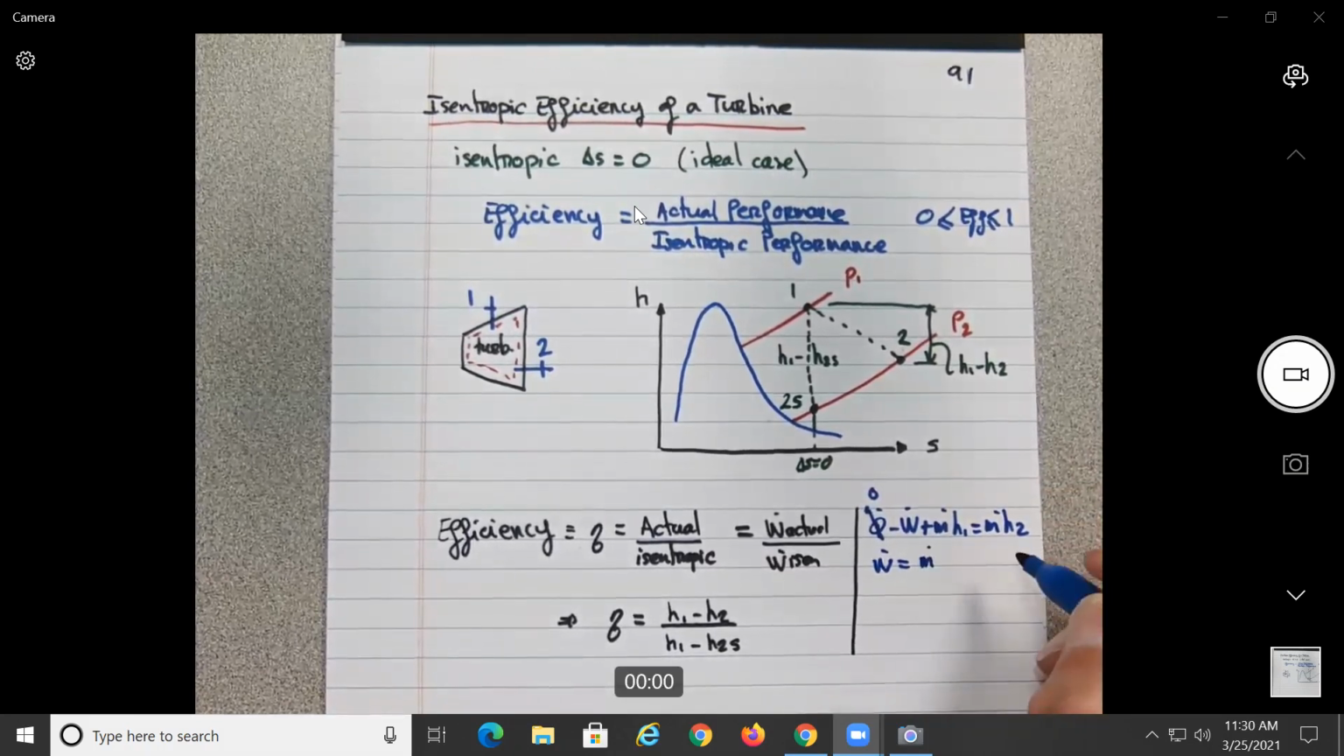m dot (h1 minus h2), no? That will be the power, okay? And you see the m's will cancel out.